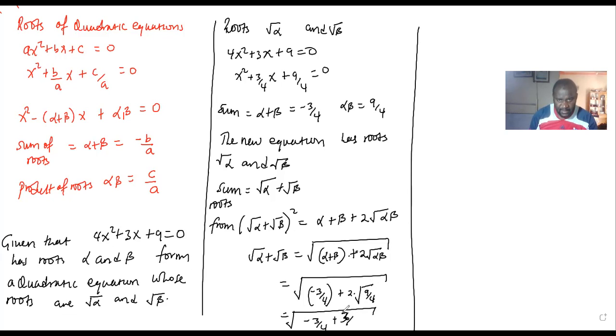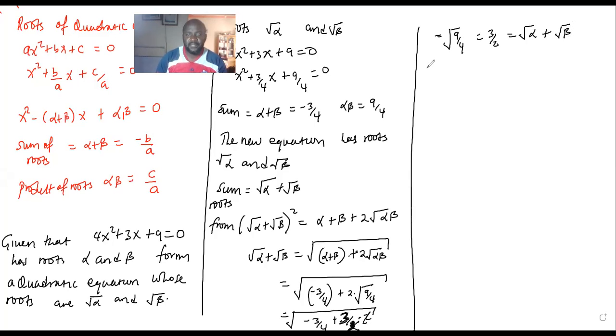Plus 3 alone, because the 2 will divide with the root of 4. So plus 3 out of 1, out of 2 times 2, the 2 now cancels. Now, this root will give us 12 minus 3 over 4, which is root of 9 over 4, and the answer is 3 over 2 for the sum of the roots, which is root of alpha plus root of beta.